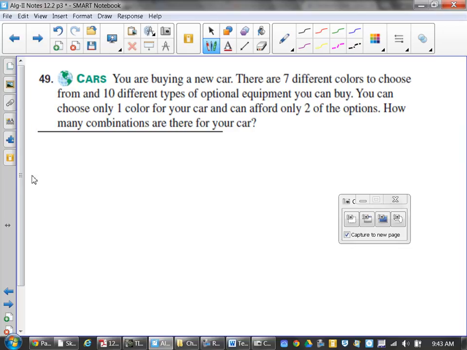You're buying a new car, there are 7 colors to choose from, 10 types of optional equipment you can buy. You can choose only 1 color and afford only 2 of the options. It doesn't say that you're going to pick at most 2, it just says you're picking 2. So you're going to choose 2 options. If there are 7 colors, how many are you choosing? 1. So would that be 7 choose 1?